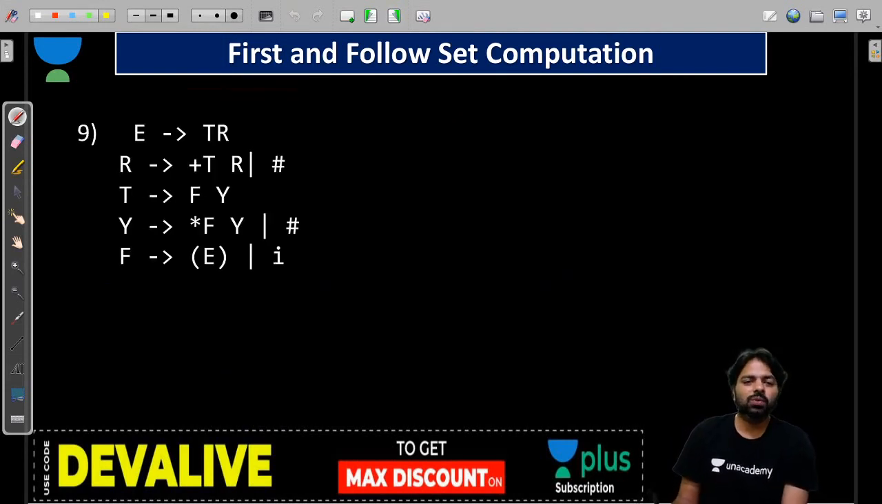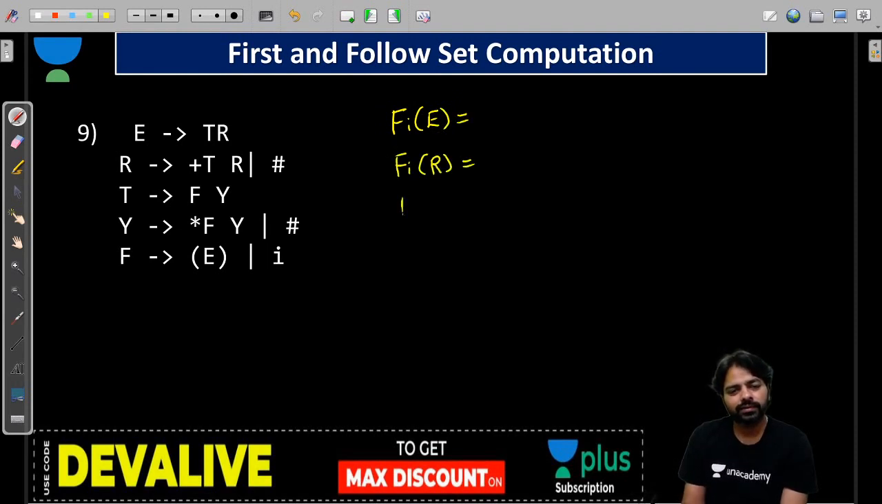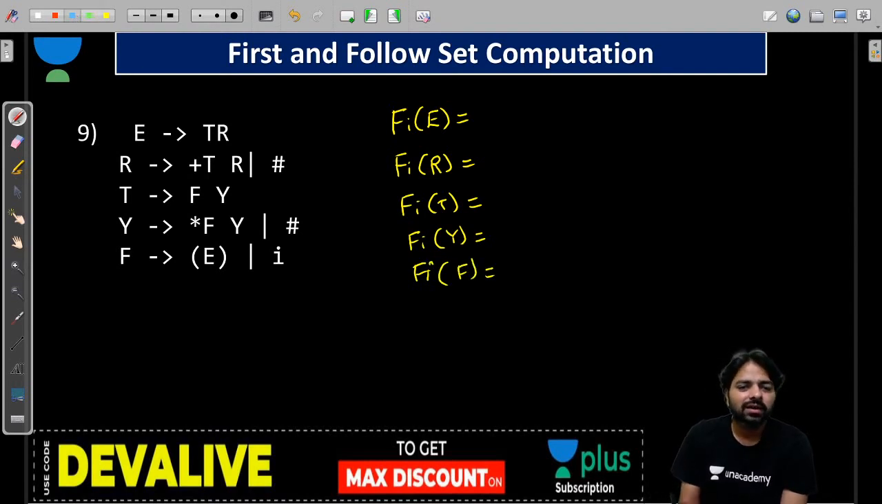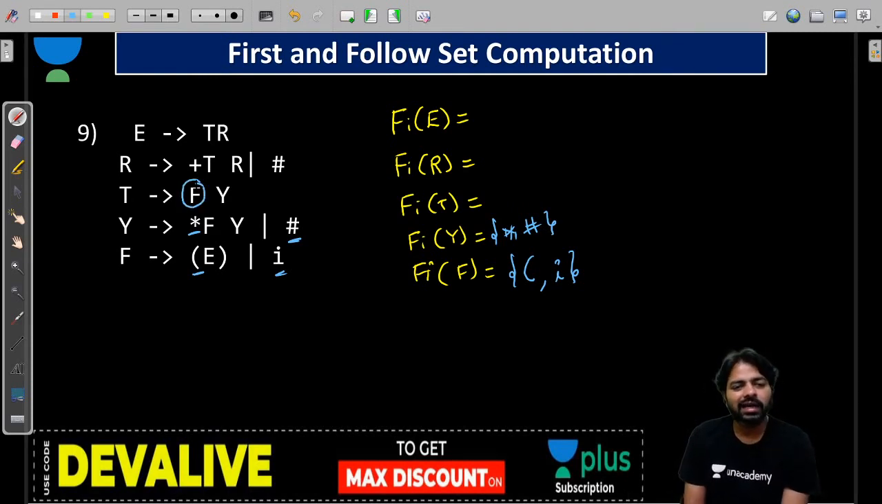And guys, you can do this as homework, but anyhow I'll do it for you. First of E, first of R, first of T, first of Y, first of F. So we'll compute first whichever is easy. F is so easy because directly you can put open parenthesis and I is the terminal. Y is also so easy: star and hash. And T is not easy because T depends on F, and F already we computed, so it is nothing but first of F. F doesn't derive epsilon, so safe. Open parenthesis, I. And R very easy: plus and hash.